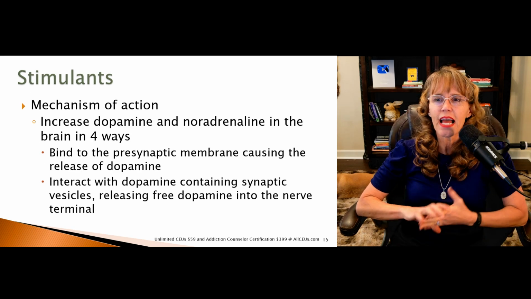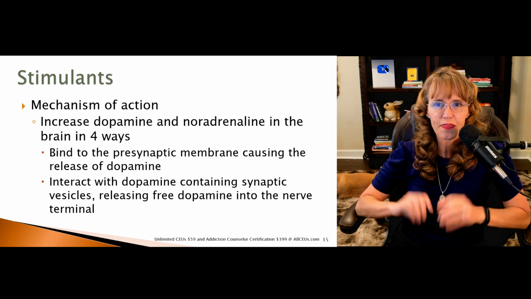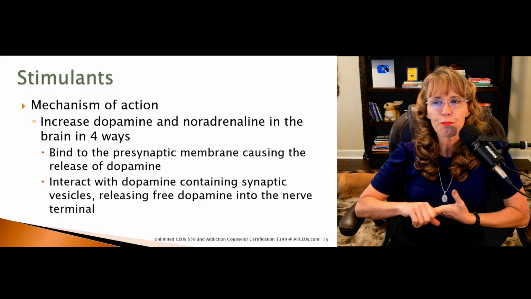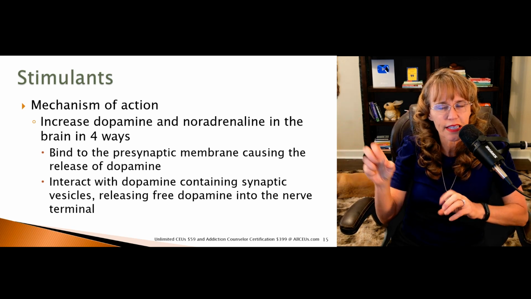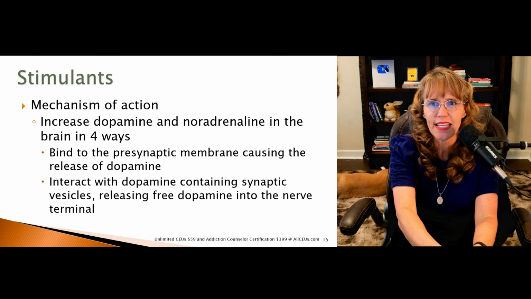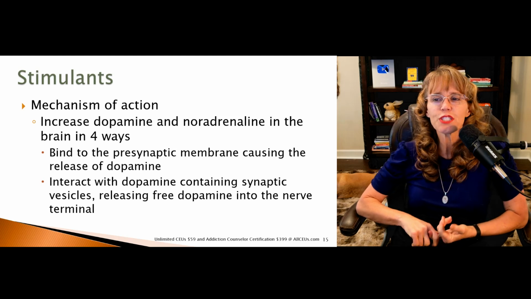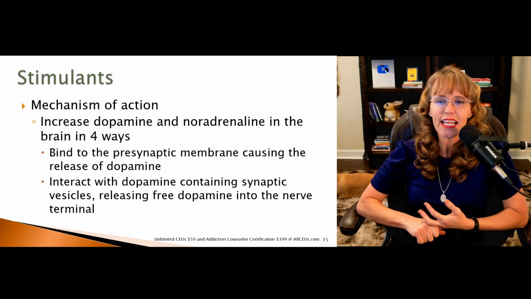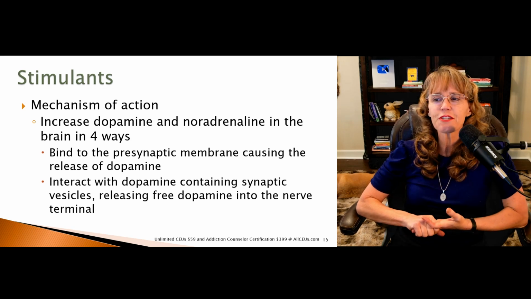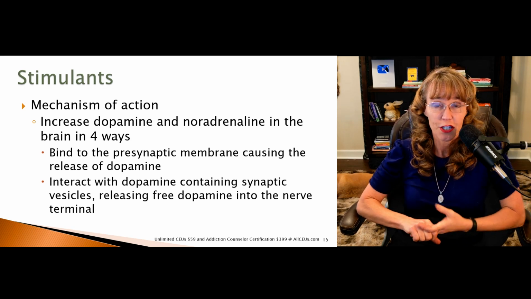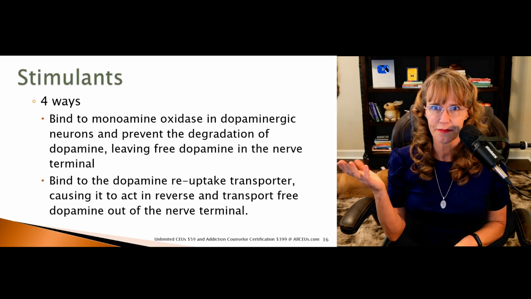Increased dopamine and norepinephrine impact the brain in 4 ways. It binds to the presynaptic membrane, causing the release of dopamine. So take the stimulant, they bind to that presynaptic membrane, and they say, let's release the dopamine. Open up the doors. They interact with dopamine containing synaptic vesicles, and they release free dopamine into the nerve terminal. So that synaptic cleft out there is going, woohoo, we got lots of dopamine and other stuff.